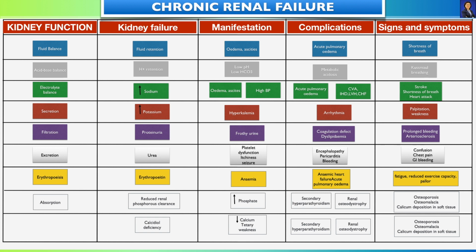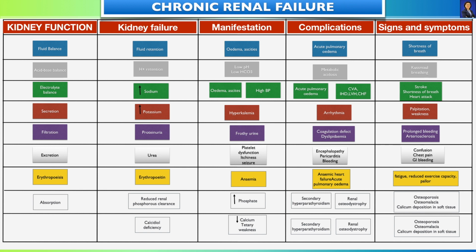Potassium cannot be secreted and it will be retained in the body, and the patient can develop hyperkalemia, which will manifest as palpitation, weakness, and arrhythmia. In filtration, protein cannot be retained in the glomerulus, and a lot of protein will be lost in the urine, ending up as proteinuria, which will manifest as frothy urine. If a lot of protein is lost from the body, immunoglobulin and lipoprotein function is deranged, which will end up in coagulation defects and dyslipidemia as well.